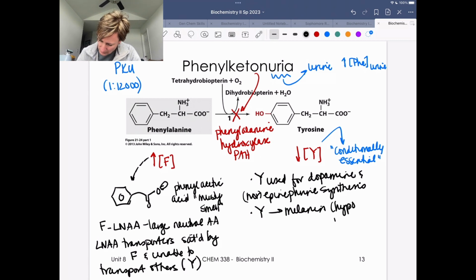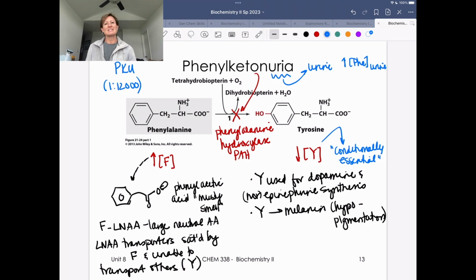Hypopigmentation. Okay, these are going to be in individuals who are going to have pale skin. Now, one of the things that came up as a question in class, this is not specifically referring to vitiligo, which is having patchy areas where you're missing the ability to produce melanin. This is really going to be an overall inability to produce melanin in the body.